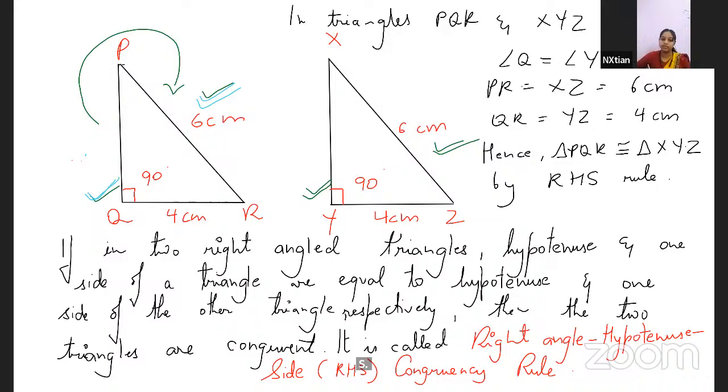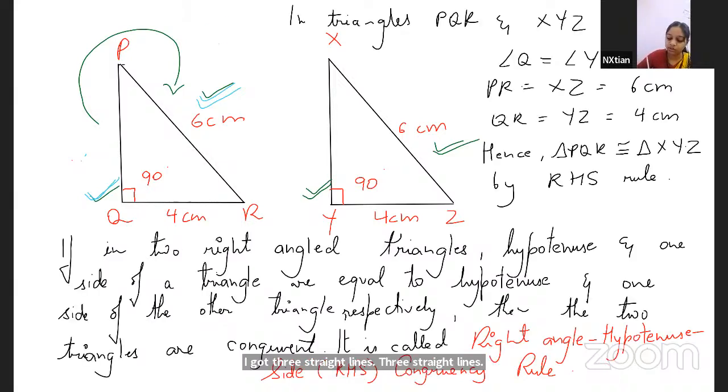What's the symbol for congruency? This is the symbol for congruency, like this. It is one wavy line and two small straight lines, not three straight lines. One wavy, two straight.